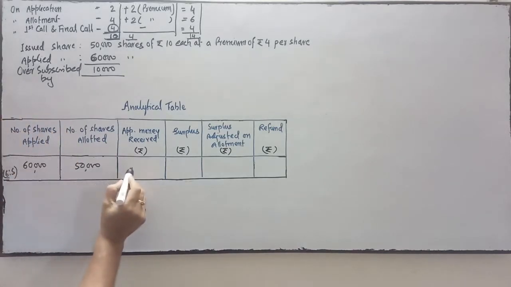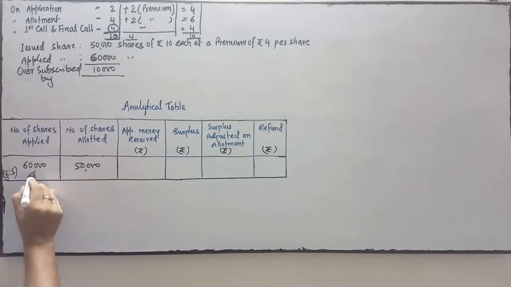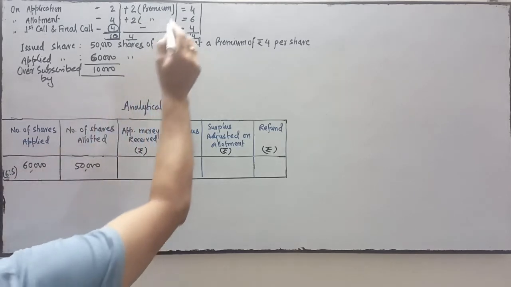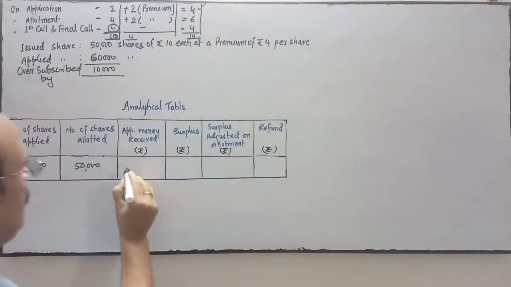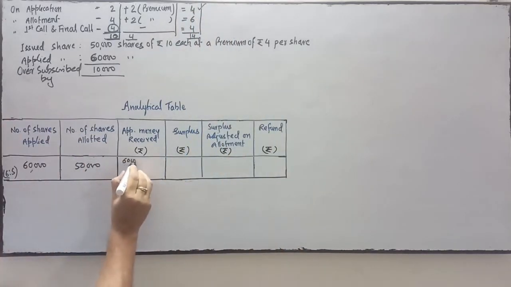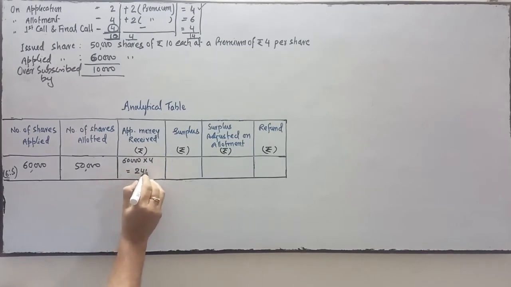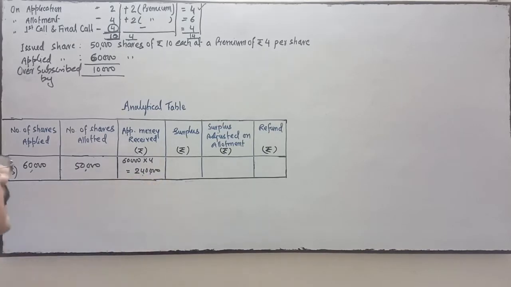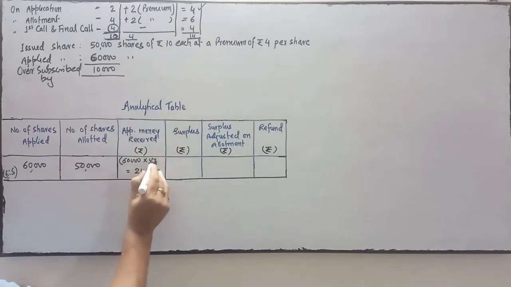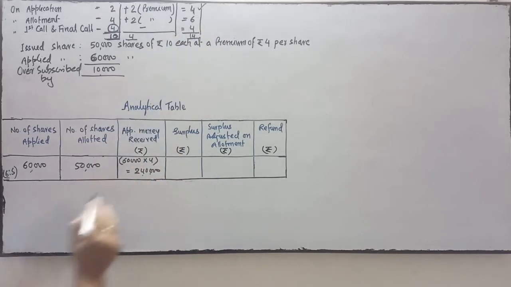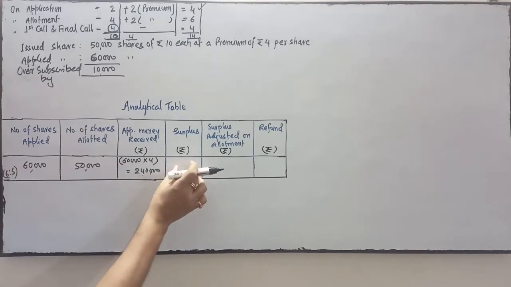So come to the application money first. The public has applied for 60,000 shares. Application money is 4 rupees. So 60,000 into 4, you will get on application 2,40,000.